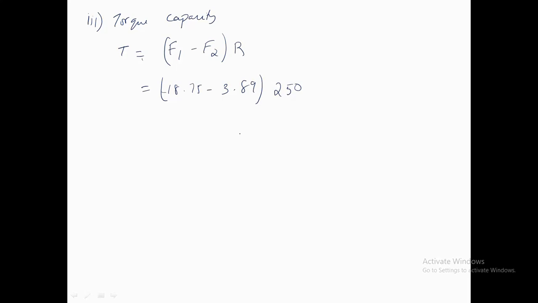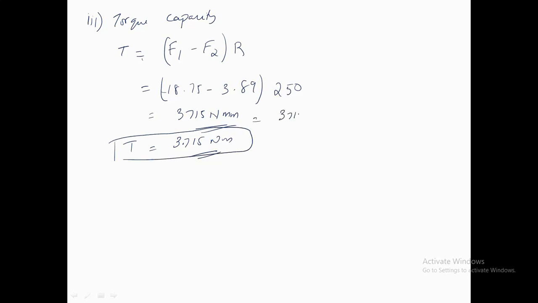You will get the value as 3715 Newton mm torque, or when you convert into meters as the unit, you will get 3.715 Newton meter. That is 3715 by 1000. So this is the value of the torque obtained, or the torque capacity of the above brake.